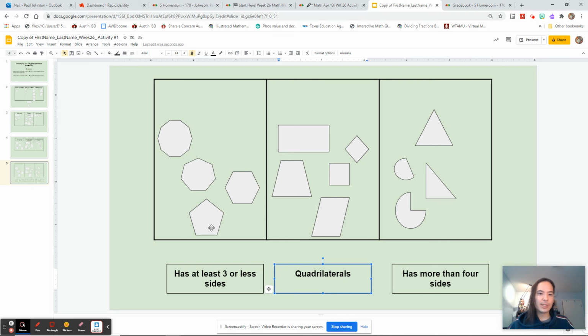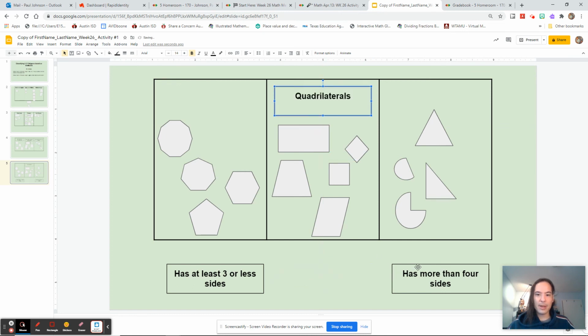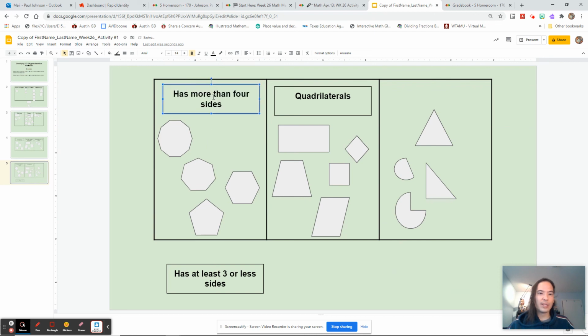We've talked about, once again, 5 sides pentagon, 6 sides hexagon, 7 sides heptagon, and then 10 sides decagon. All right. So quadrilaterals have 4 sides. All of these, because they're pentagon or beyond, have more than 4 sides, 5 sides, 6 sides, 7 sides, 10 sides, and then has at least 3 sides.